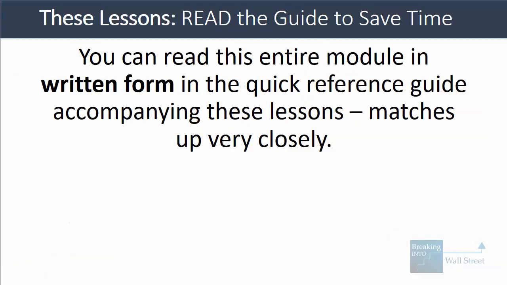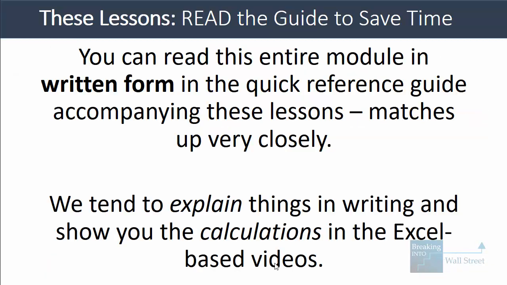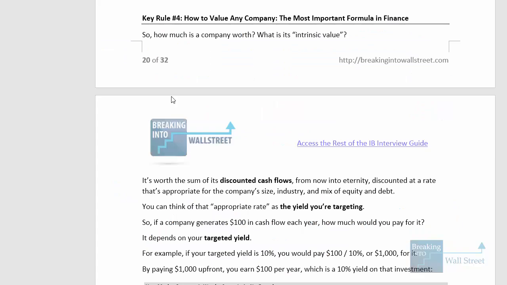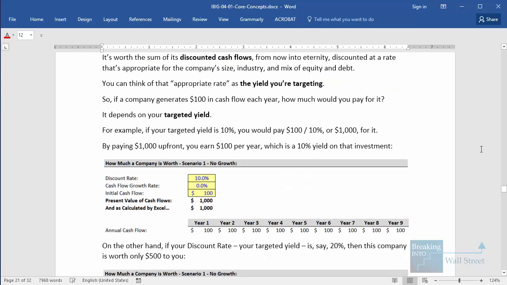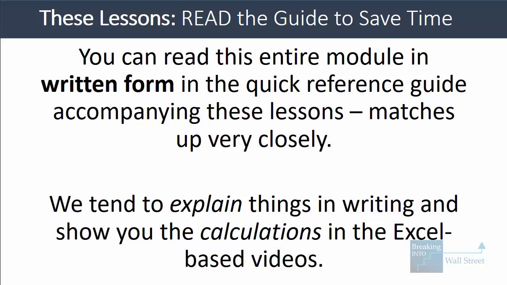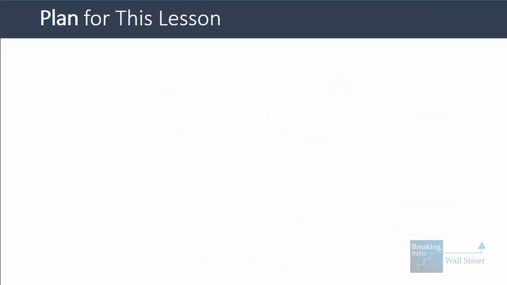Now, once again, with this lesson, you can definitely read the written guide if you learn better like that. If you go to key rule number 4, how to value any company, the most important formula in finance, you'll see everything laid out there. In this case, I think it is helpful to look at the calculations as we go through them in video form, because you'll see in more detail how the numbers come together and how they change over time. It's harder to illustrate that in text with screenshots. So I do think the video here is helpful, although you could definitely still get by reading the written guide.